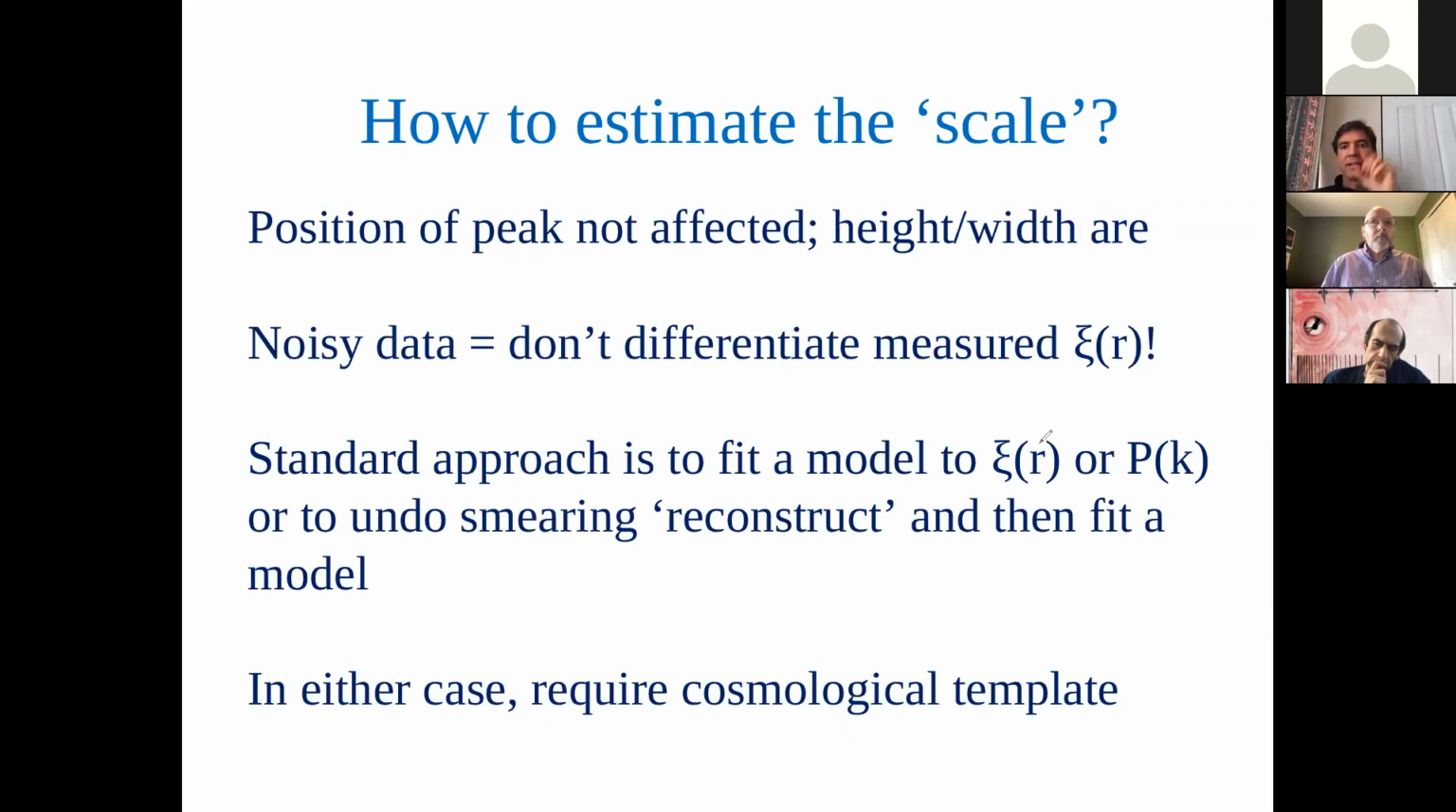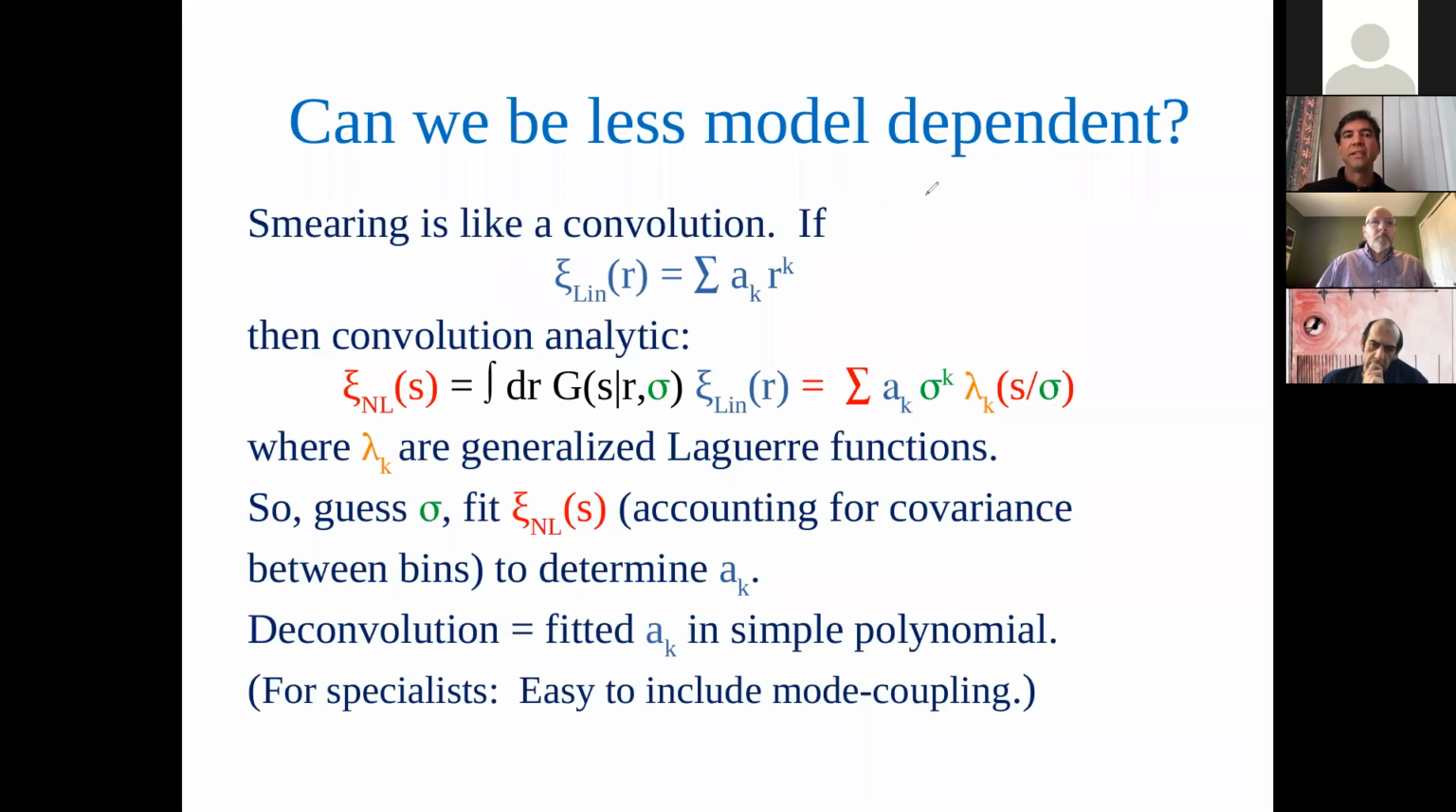or to first try to undo the smearing by saying, well, we know that gravity has made the particles cluster together, so let's try to reverse the sign of gravity and move particles back, reconstruct the initial density field, and then fit a model to the correlation function or the power spectrum. So in either case, you use a cosmological template that you then fit to the measurements. And so what I'm after is, can we be a little less model dependent?